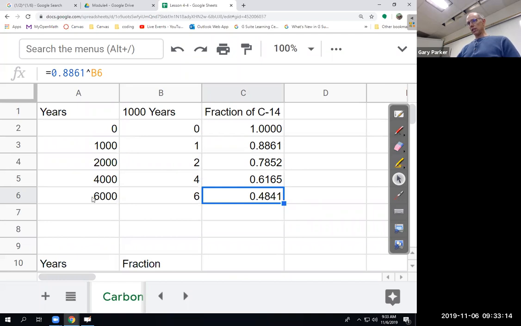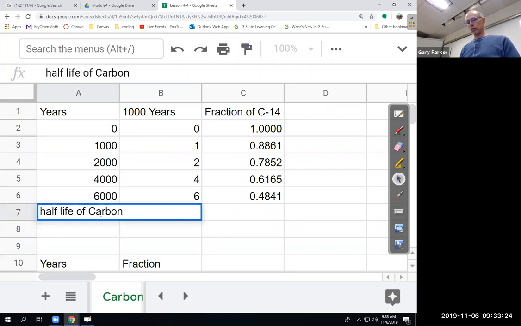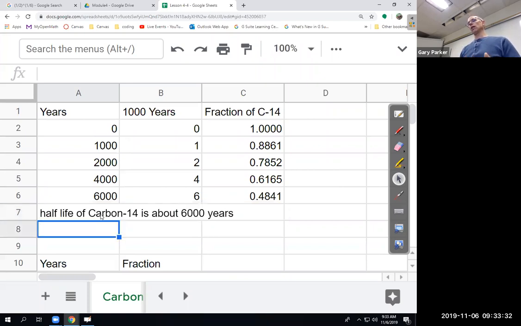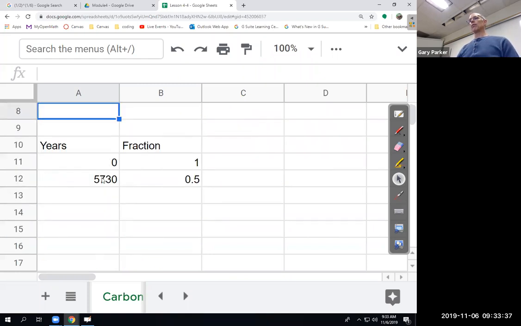So 6,000 years is about what we would call the half-life. So the half-life of carbon 14 is about 6,000 years. It's actually a little less than that. So it turns out if you look it up, the half-life turns out to be about 5,730 years. I get half of what I started with. So every time I look at another 5,730 years later, I get half of what I had before.